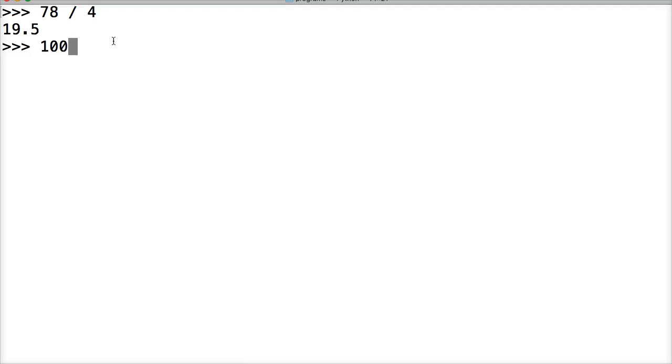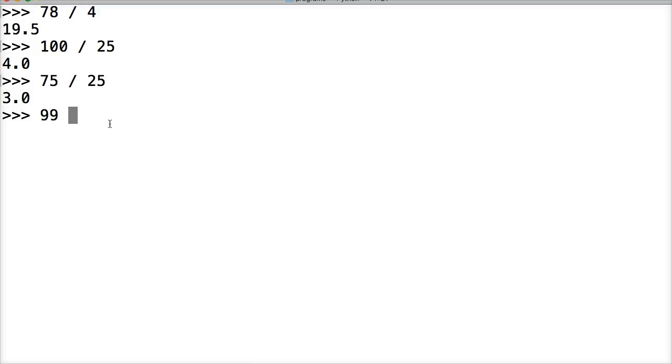So let's take a look at another one. Let's do 100 divided by 25, which should be 4, but when you use true division, you're always going to get a floating point number back. So let's do 75 divided by 25. See, we always get a floating point number back.